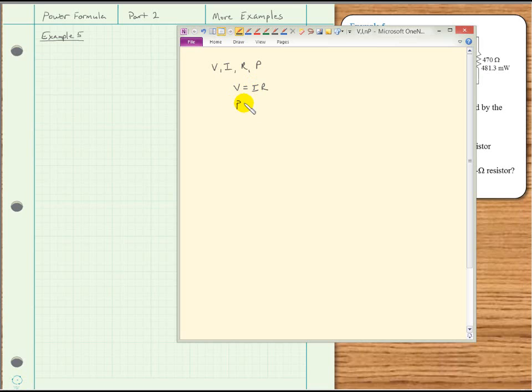The power formula, power is current times voltage. We also have Joule's law in 2 forms. Power is I squared times the resistance, and power is also the voltage squared divided by the resistance.